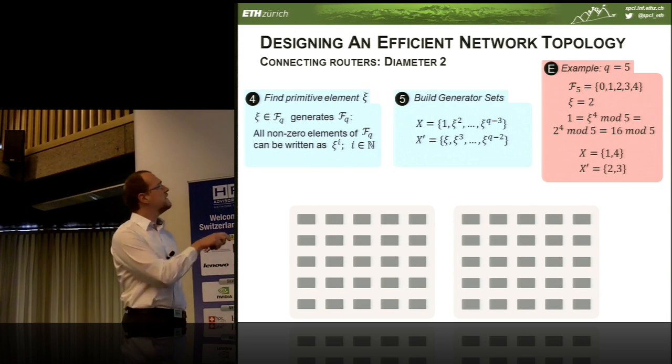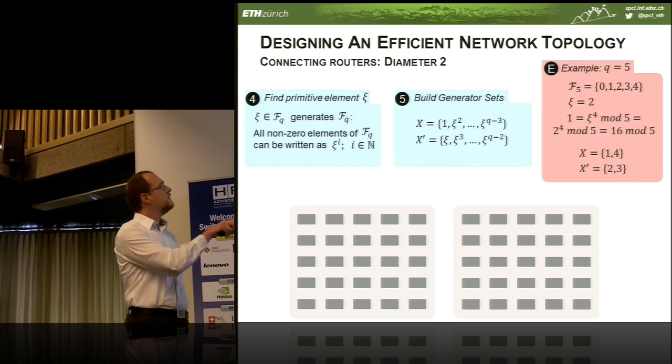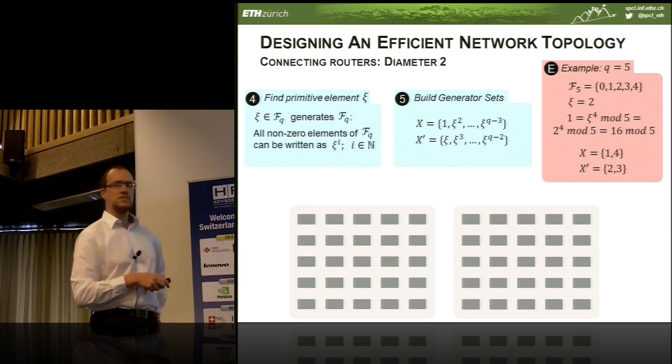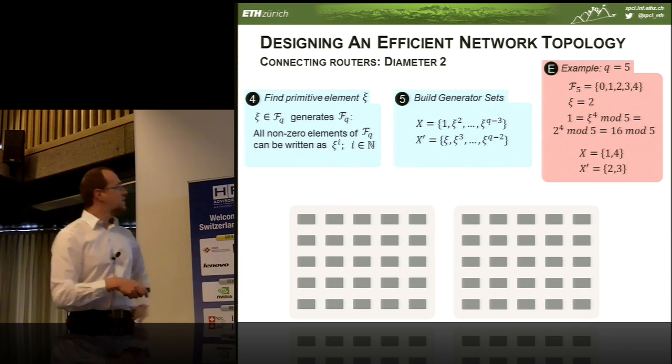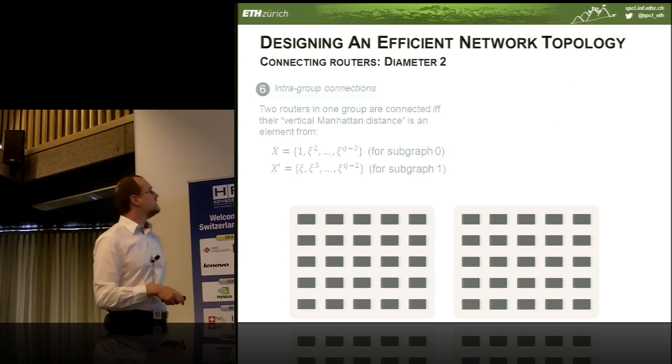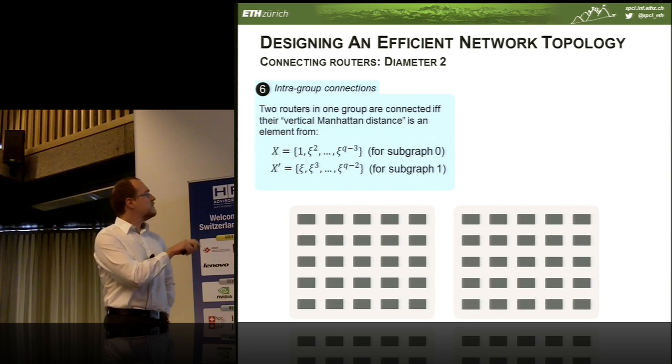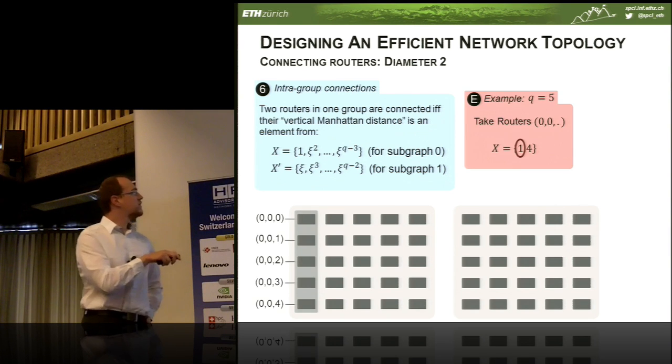Okay, so now we find this eta, and then we build 2 sets. One of the even powers of eta and the odd powers of eta. Right? Okay, so it's still just a very simple way to arrange these things. And then how do we connect now these graphs? So now we have our 2 sets, even powers, odd powers. And we connect them, very, very simple again.